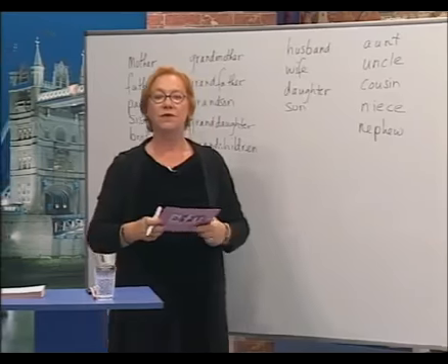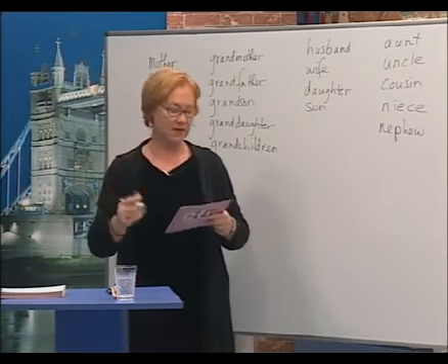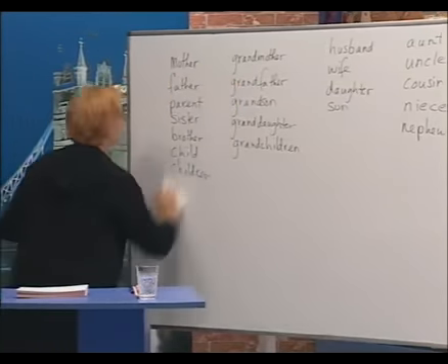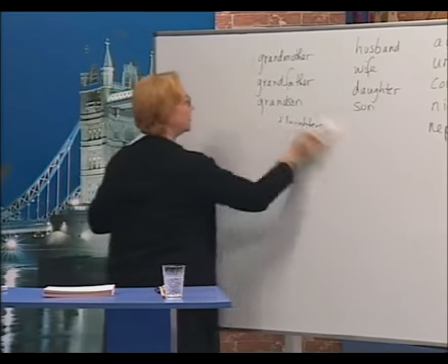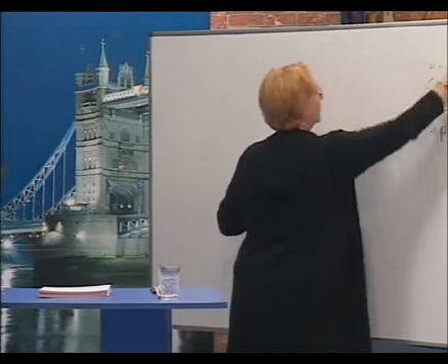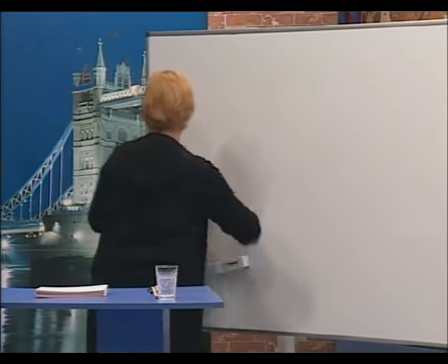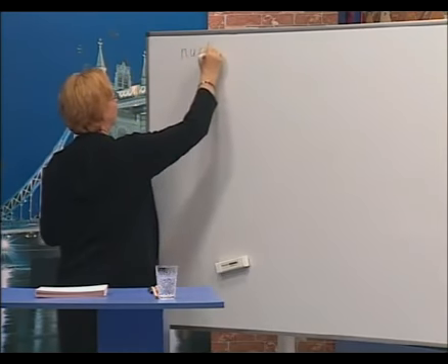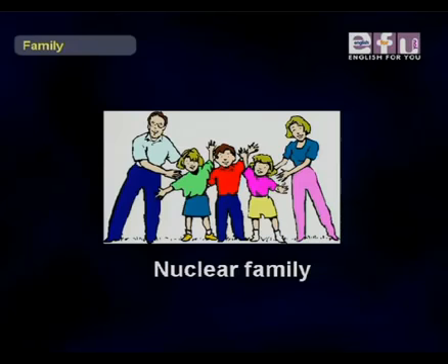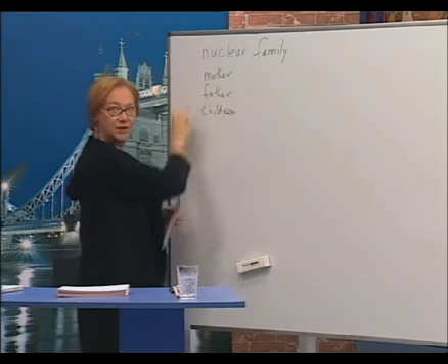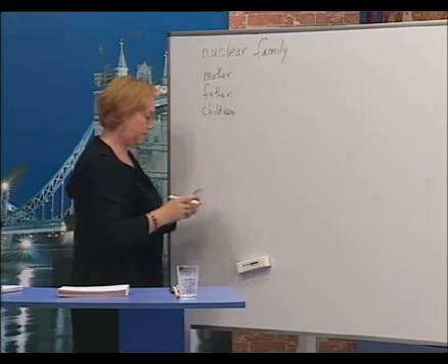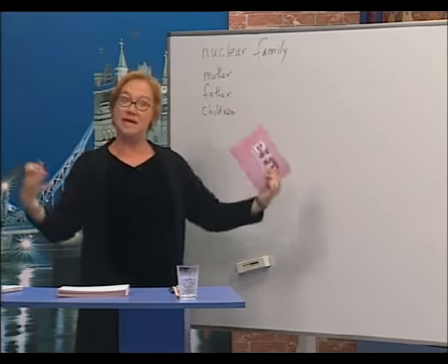Now, we're going to talk about two kinds of families. And this includes all of these. So, the first one is the nuclear family. The nuclear family is usually small. It has mother, father, and children. This is the nuclear family. Mother, father, and children.